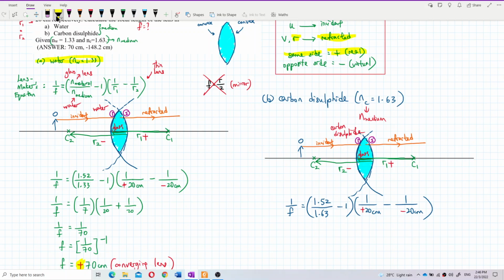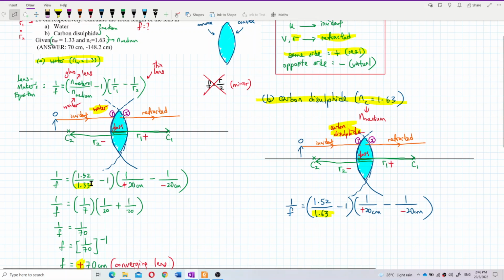Last time you put in the water, now you put in the carbon disulfide. Different medium. So the refractive index has changed. Last time it was only 1.33, now it becomes 1.63.